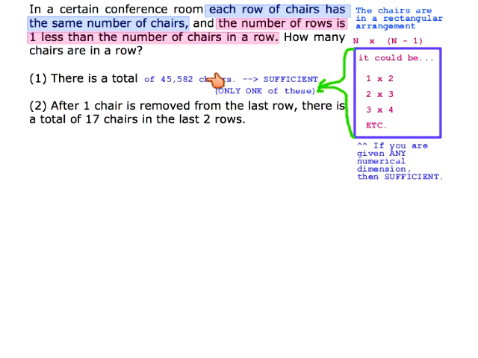Okay. And then after one chair is removed from the last row, this means that if you don't remove that chair, then there are 18 chairs in 2 rows, which means there are 9 chairs per row, and so that's sufficient. In fact, you don't even need to do this much reasoning, because as soon as you see this, you can be like, aha, they're telling me how many chairs are in a row. If this was like 285 instead of 17, you'd still be sufficient, because you know how many chairs are in a row. And then it's going to be one of these again.